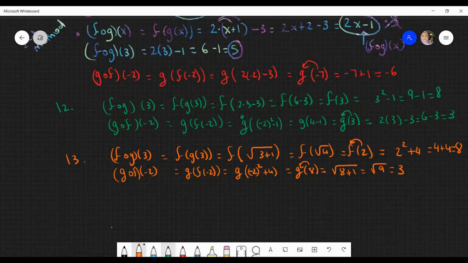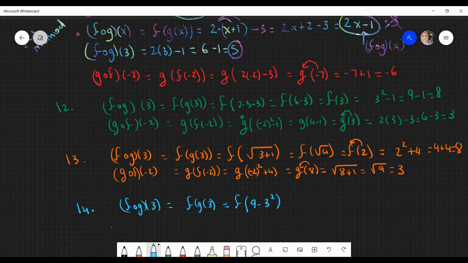And the last one, which is number 14, also same process, just the functions are different. And you guys can have the questions in front of you. I have the little screenshot at the beginning of the video. So the key is that I'm going to rewrite it. I'm going to plug 3 in g and f is going to be waiting. So 9 minus 3 squared, it's going to be f of 0. Plug 0 in f of x. So 0 over 0 plus 1.